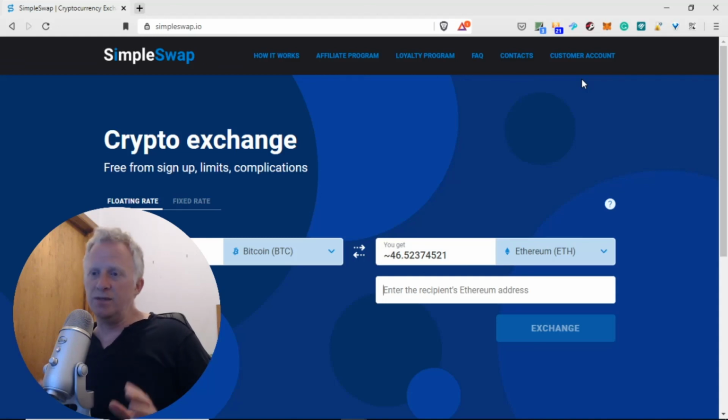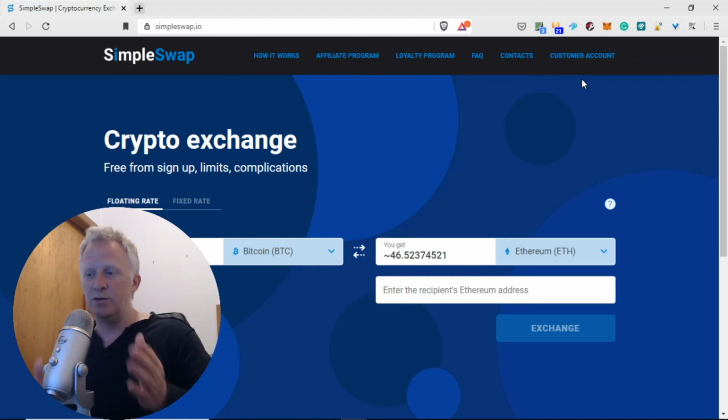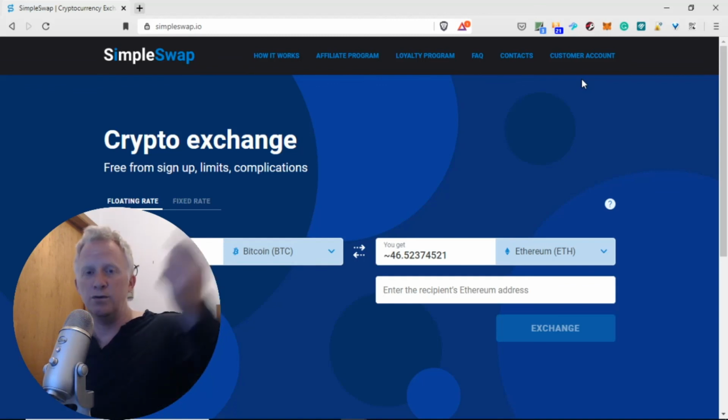And I confirm it's working great. The only dark side, or not dark side, but you need to have patience. Patience to have your transactions validated from the other part and credited to your crypto wallet.